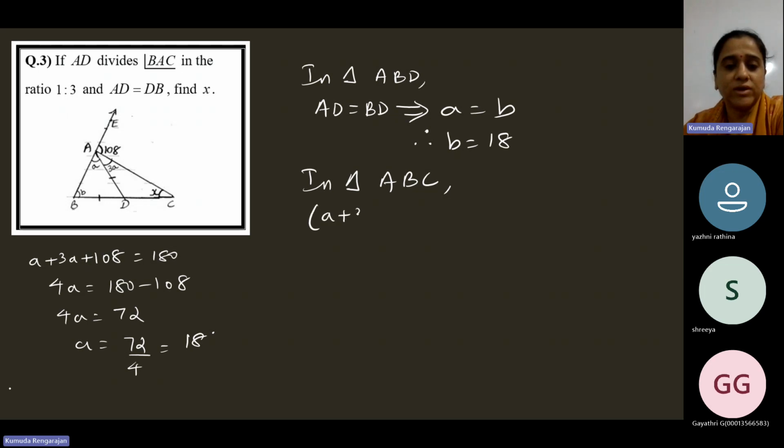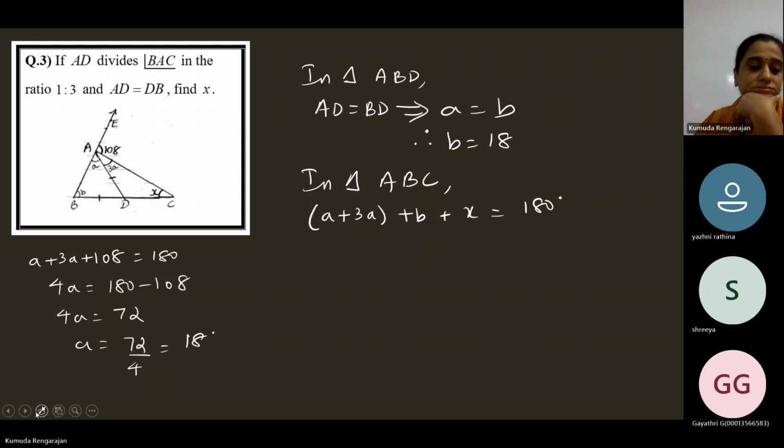A plus 3A is one angle, plus B plus X is equal to 180. Angle sum property in a triangle. This is one angle. In triangle ABC, this is one angle. A plus 3A is one angle. Then the other angle is B. The third angle is X. So A plus 3A is one angle, plus B plus X is equal to 180.